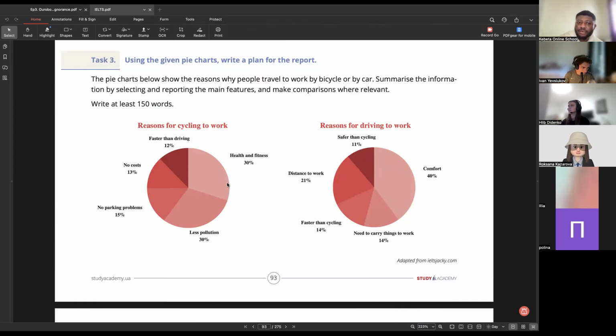Then the overview, then the body 1 and body 2. What info would you include in this? Yeah, just a minute.